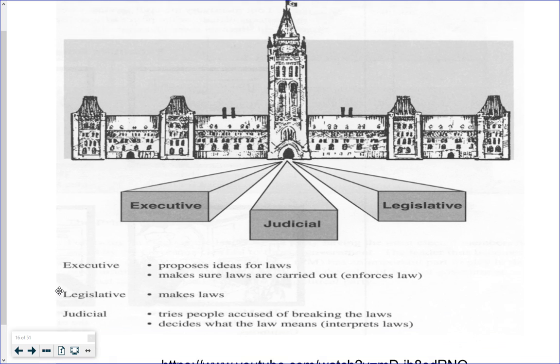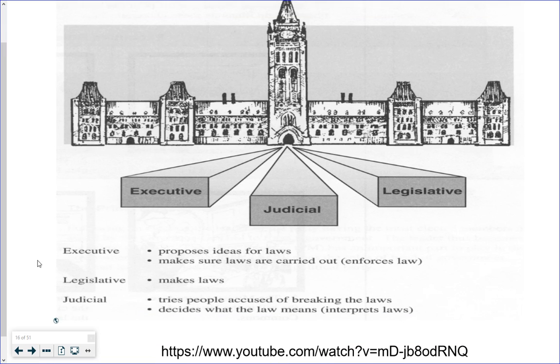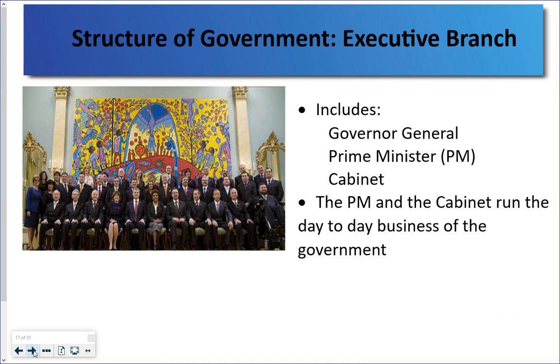All right. So, once again, this is just restating what I just said. The executive proposes ideas for laws, carries them out. They so called enforce them. Prime Minister, Cabinet. Legislative, the House of Commons and the Senate. And then the Judicial is the third branch. They're the ones that interpret the laws.